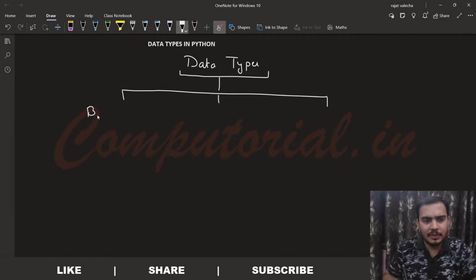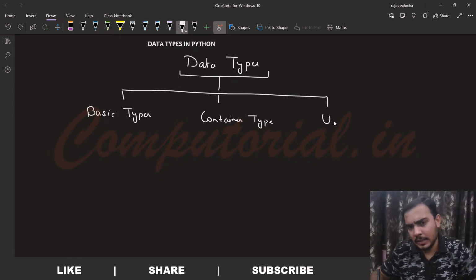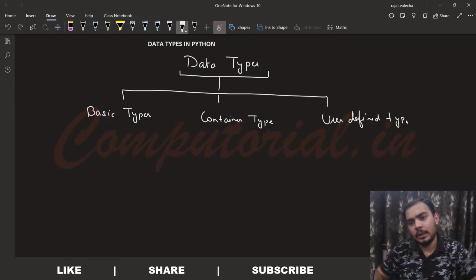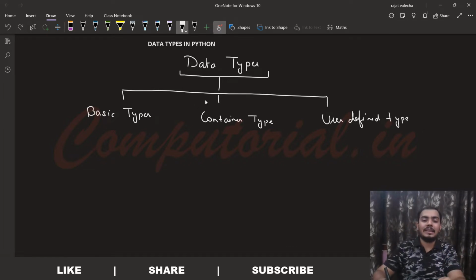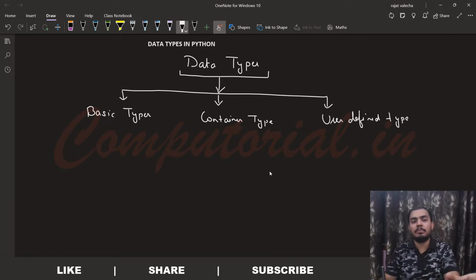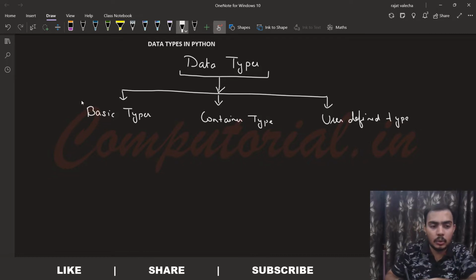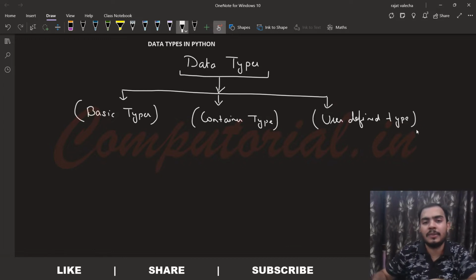The first category that we have is called the basic types. The second category is considered the container type. And the third is called the user defined type. Okay. These are the three most important categorizations that you all need to know, because many times I have found that students do learn Python programming in detail, but they don't know what a basic type value, a container type value, and a user defined type value is.